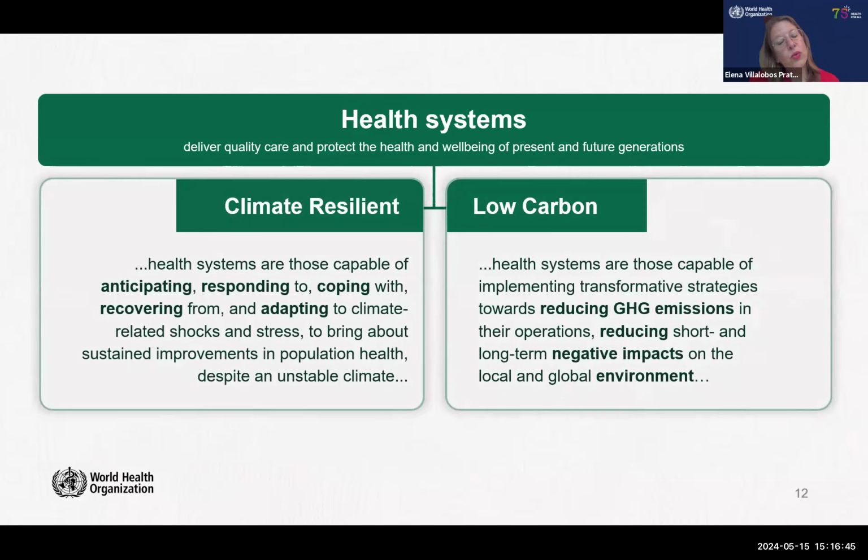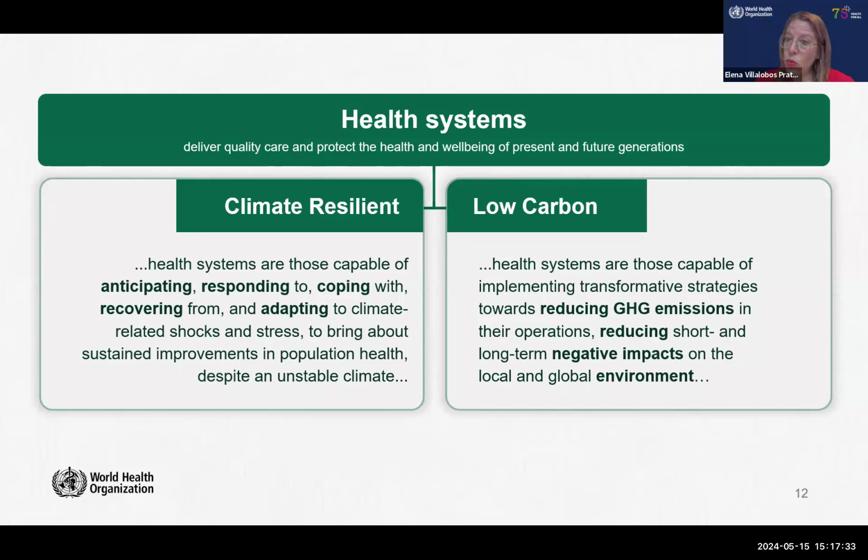Key definitions related to this guidance are related to climate resilient health systems. As you can see there, we consider a health system to be climate resilient when it is able to anticipate, respond, cope with, recover from, and adapt to climate change shocks or stresses. For us, shocks are related to anything we understand as an extreme weather event, like flooding, cyclones, extreme rainfall, and stresses are more related to long-term climate change hazards like sea level rise and long-term increase in temperature.